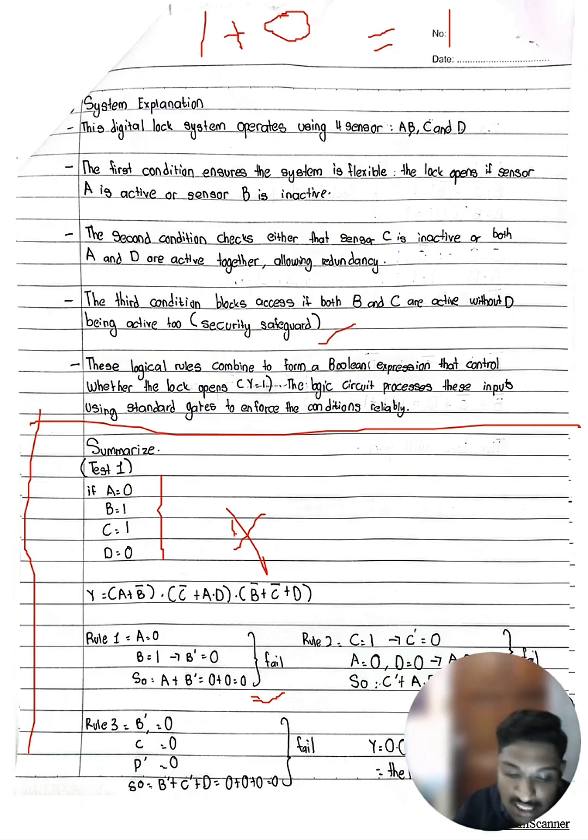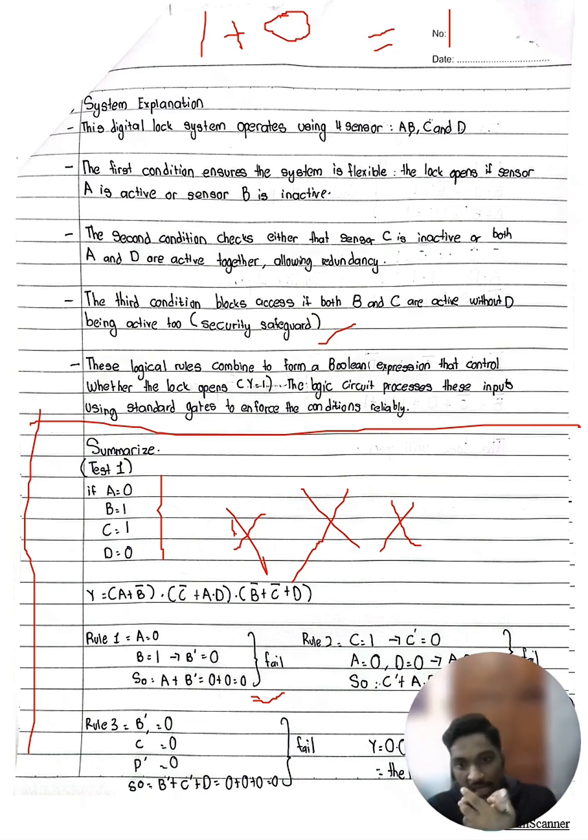Okay. So that C bar, which means 0 plus A times D, obviously 0 times 0 equals 0. And the final one, 0 plus 0 equals 0. So this also gets 0. So operation 2 also fails. Rule 3, B bar equals 0, C bar also equals 0, D bar equals 0. Obviously, that's also fail. So do you think the lock will open? Obviously no, because rule 1 failed, rule 2 also failed, rule 3 also failed. So the lock won't open.